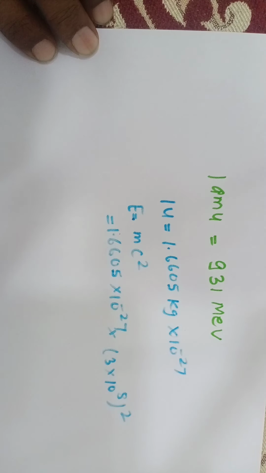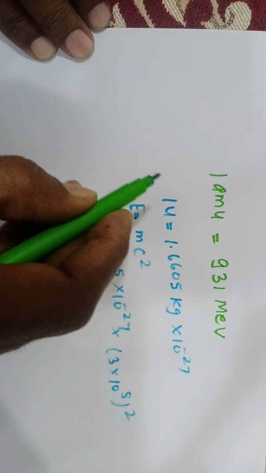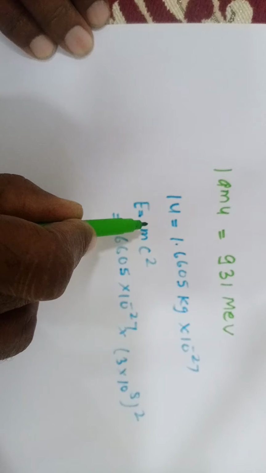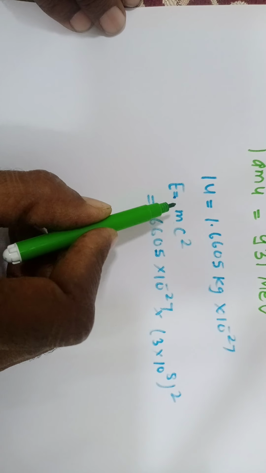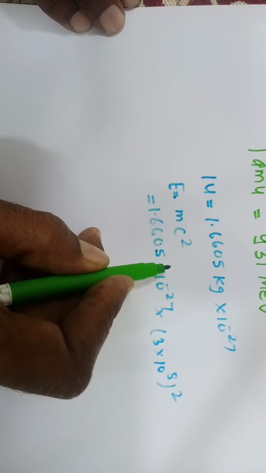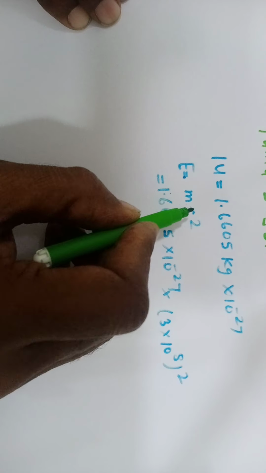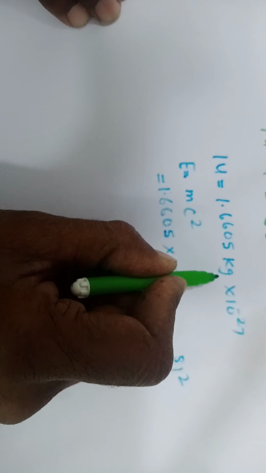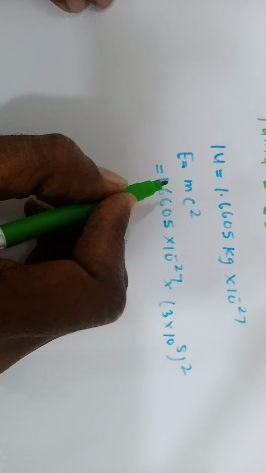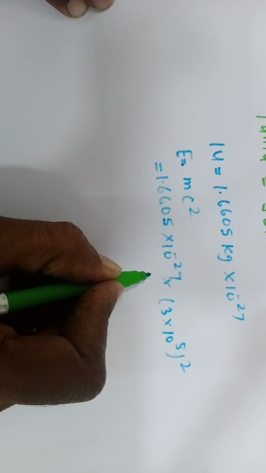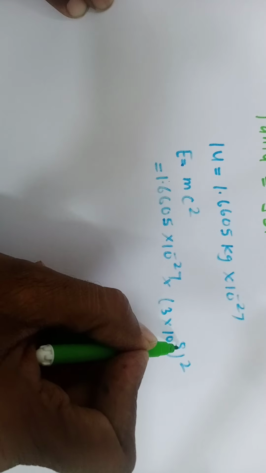Students, now we know 1 AMU equals 931 MeV. So today we will convert 1 u of mass into energy in joules and then into million electron volts. 1 u is 1.6605 × 10^-27 kg. So E = mc², where c is the speed of light.